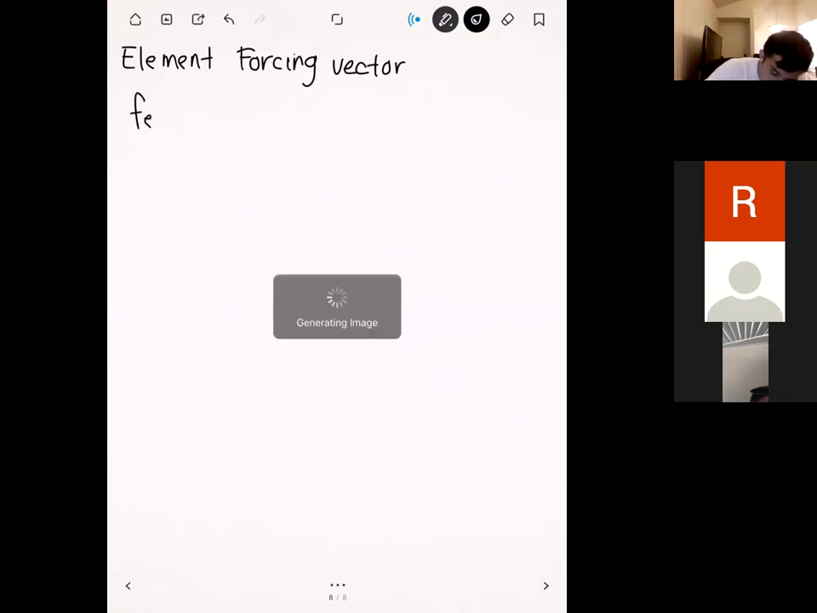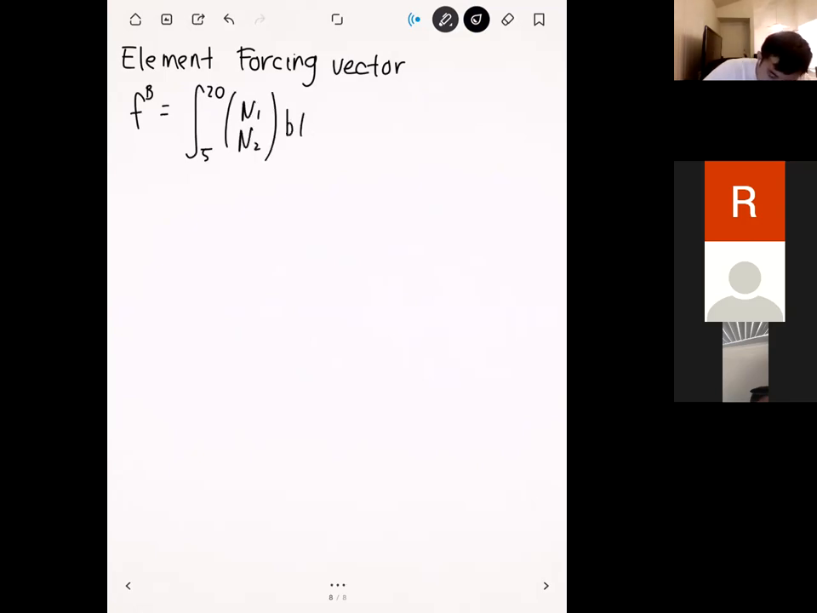Okay, so that's our element stiffness matrix. Now let's do our element forcing vector for element B. Our element forcing vector is going to be the same as before. So we have our contribution from the body force, which can look like this: the integral from 5 to 20 of N1 and N2 times b of x dx.